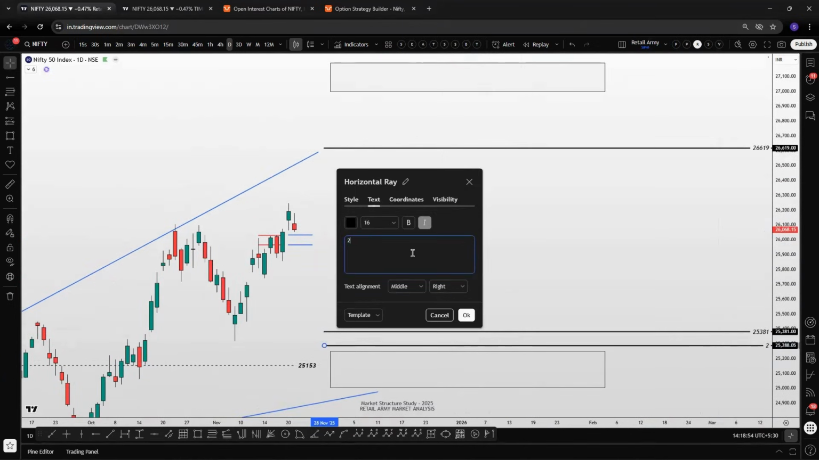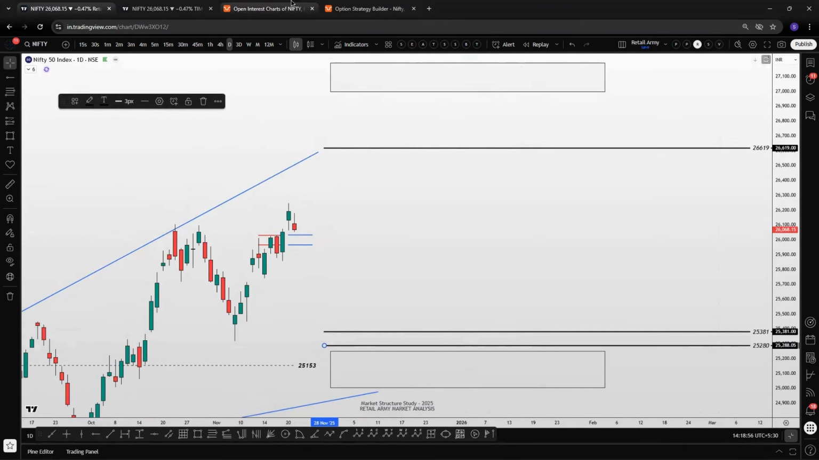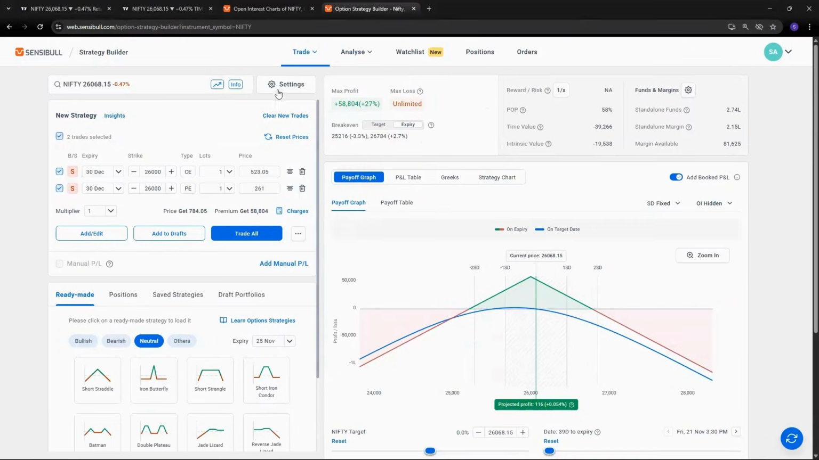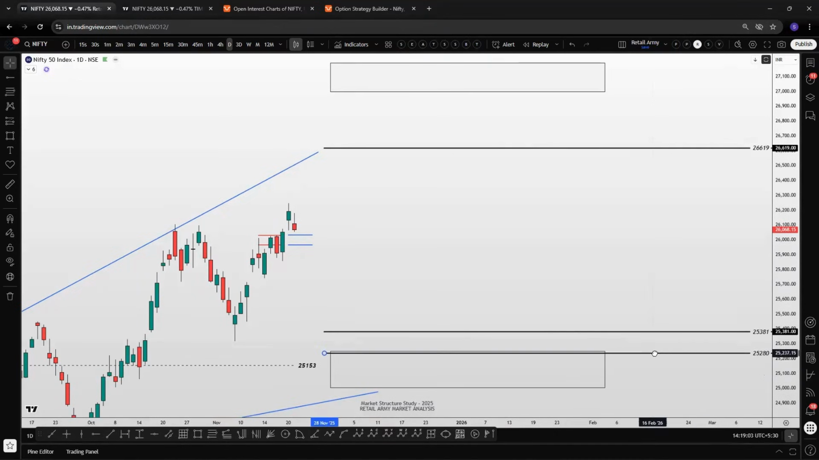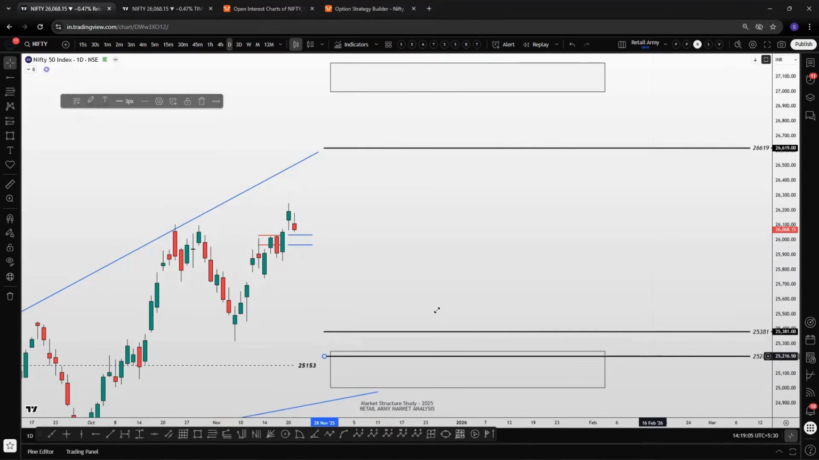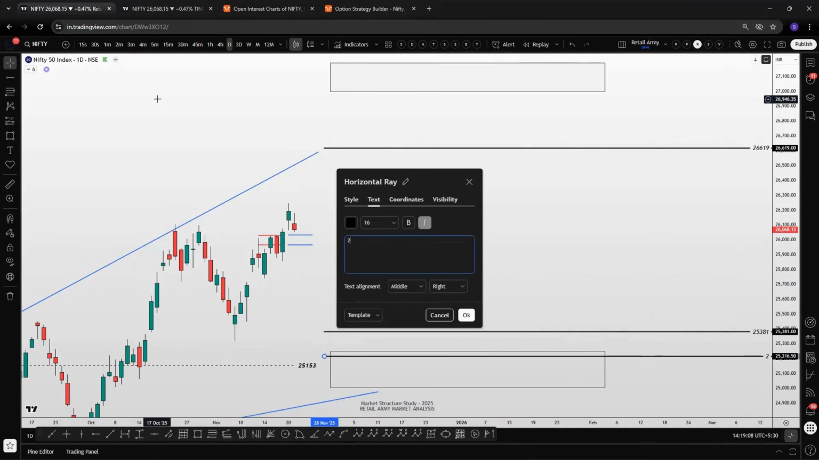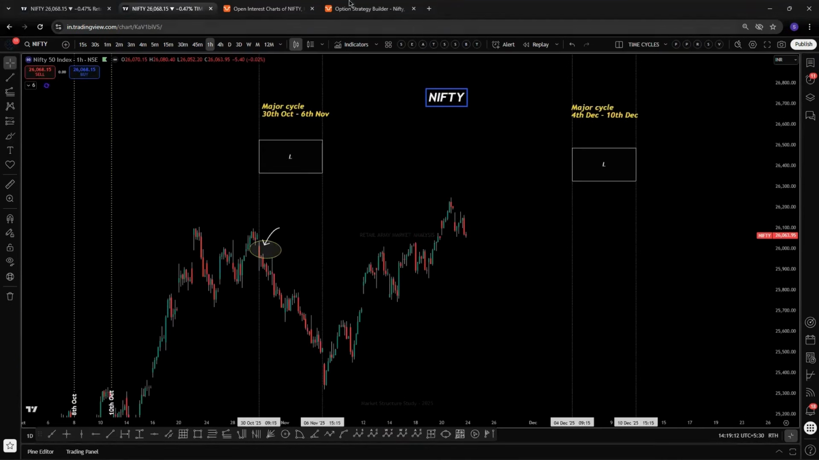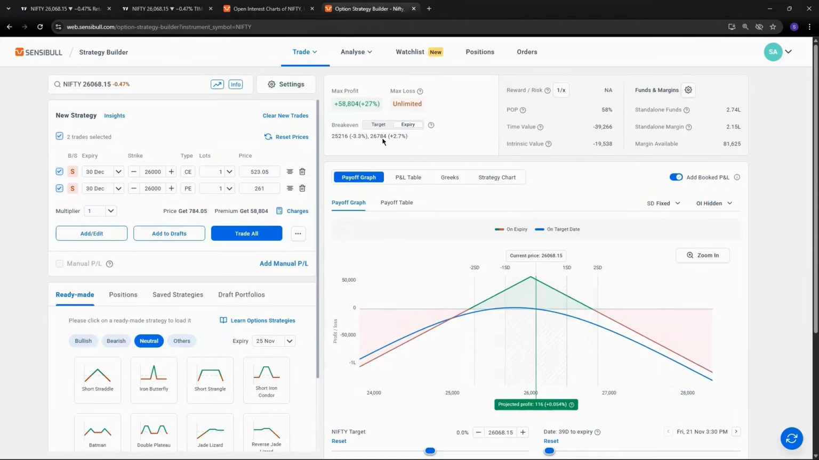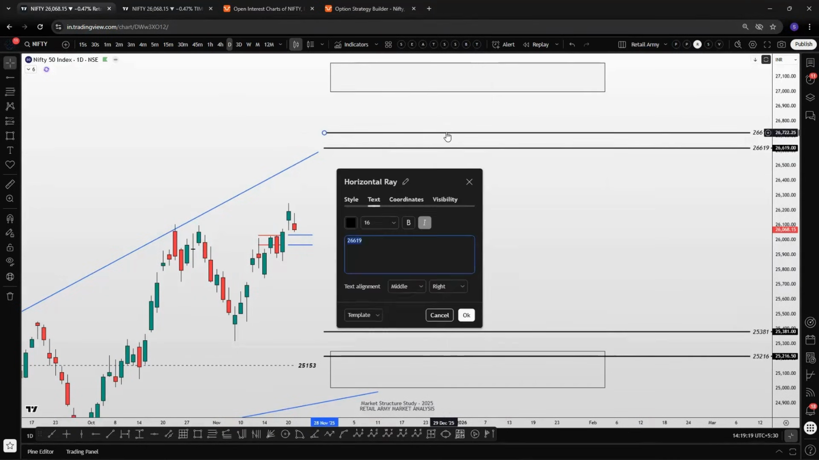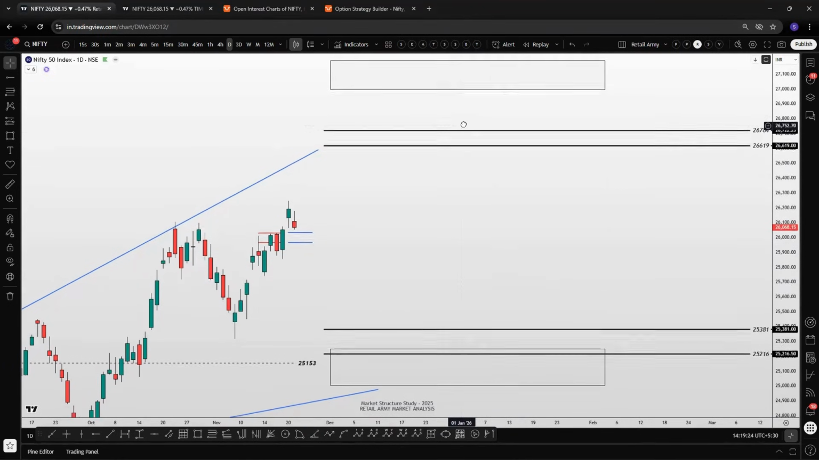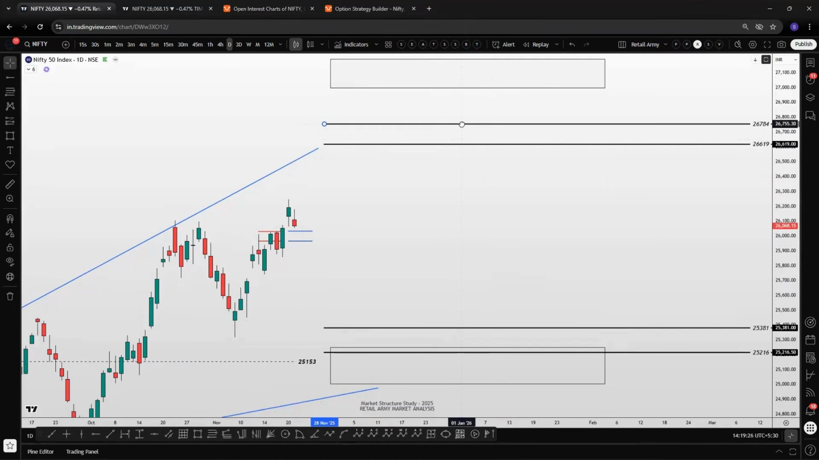Let me just check once. 216. Okay, I'll take 216 instead. Right, 216, 170 points distance on the upside. 26,784. So we have made a small range for the next month.